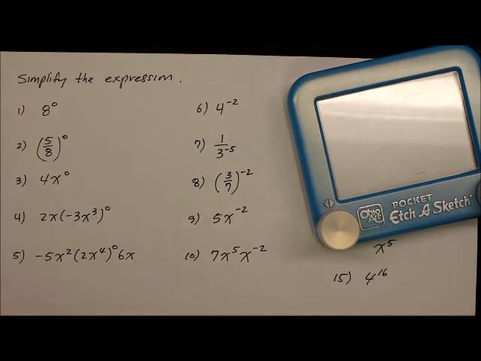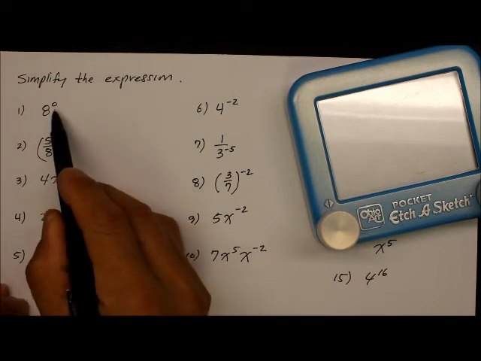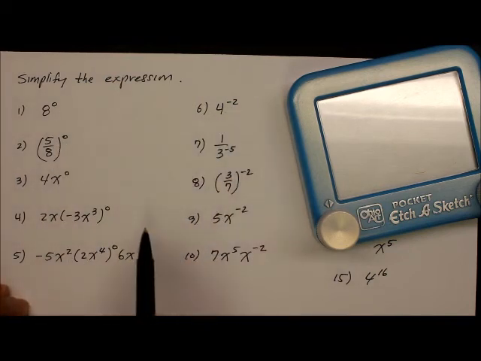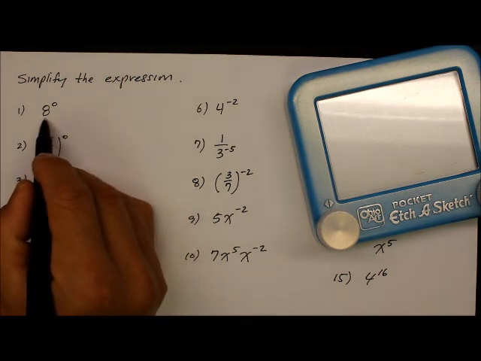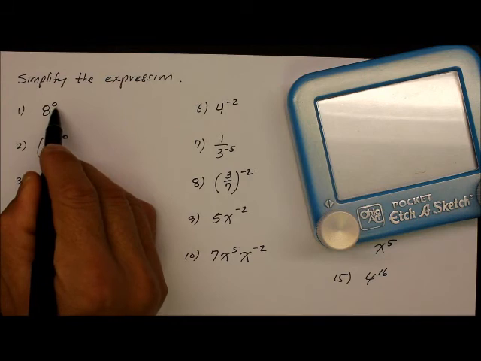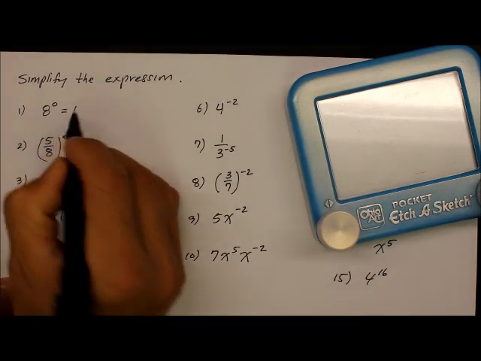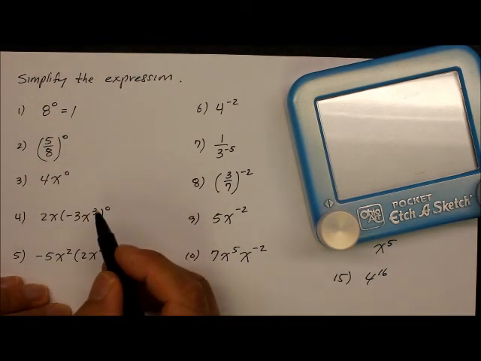Hi! This instructional video is all about negative and zero exponents. Specifically, we're going to simplify expressions dealing with zero exponents and negative exponents. You were taught in elementary school that any base raised to a zero exponent is simply 1. And this is very, very true.